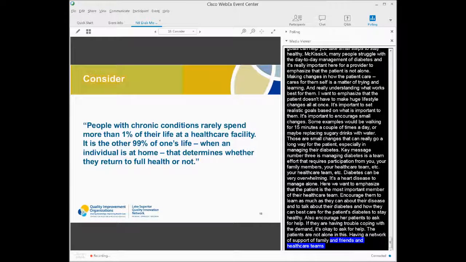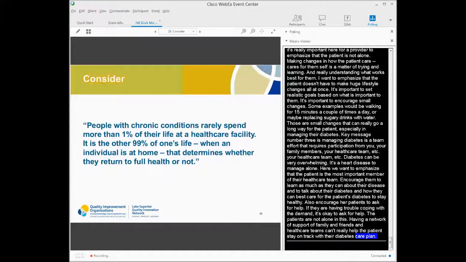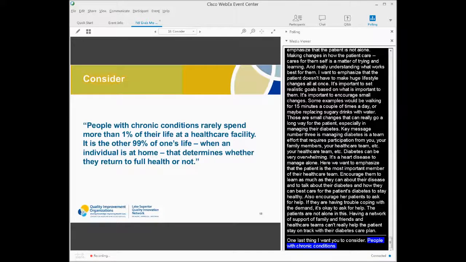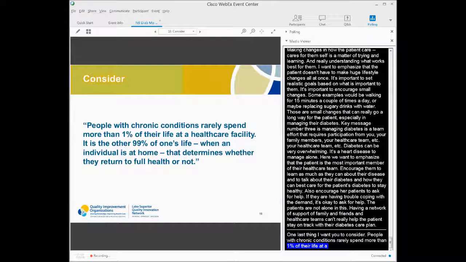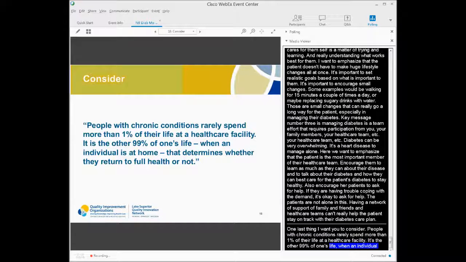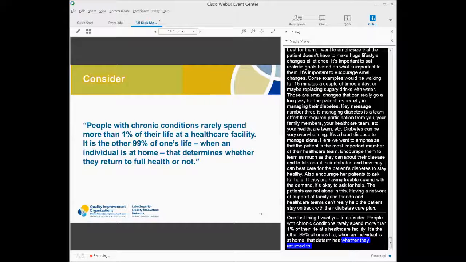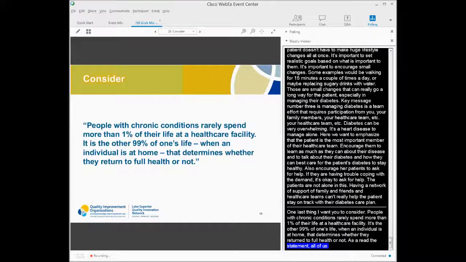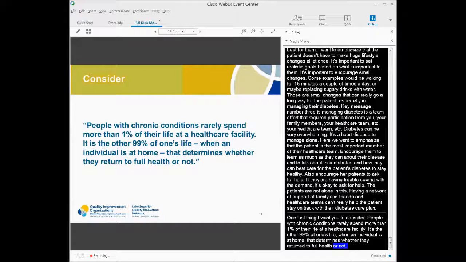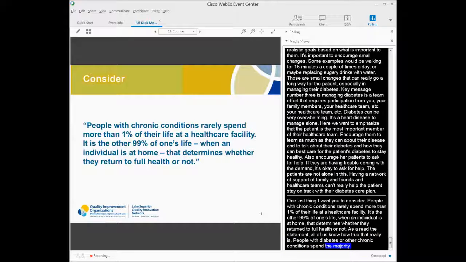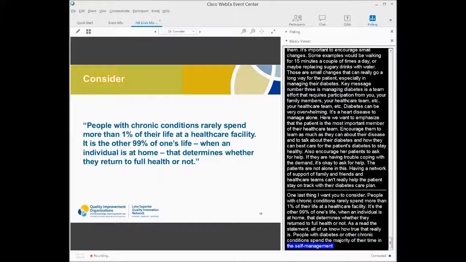So one last thing I want you to consider is that people with chronic conditions rarely spend more than 1% of their life at a healthcare facility. It's the other 99% of one's life when an individual is at home that determines whether they return to full health or not. So as I read this statement, all of us know how true that really is. So people with diabetes or other chronic conditions spend the majority of their time in the self-management portion of their disease. So that's when they're interacting with family, friends, caregivers, or just spending time on their own.